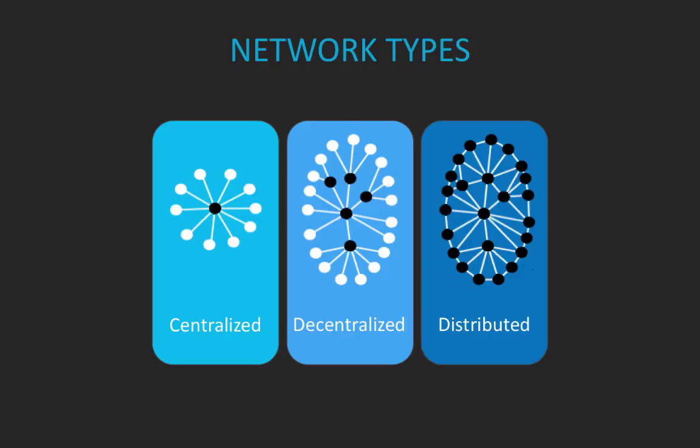Now, a decentralized network is more desirable than a centralized one due to its fault tolerance and difficulty of being shut down. And lastly, we have distributed. And in a distributed network, a node has as many connections as possible to other nodes.